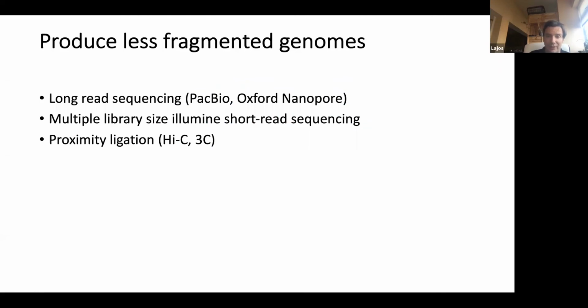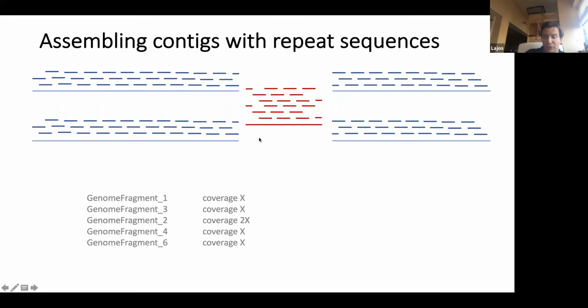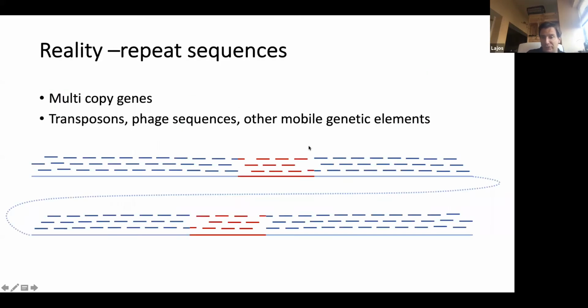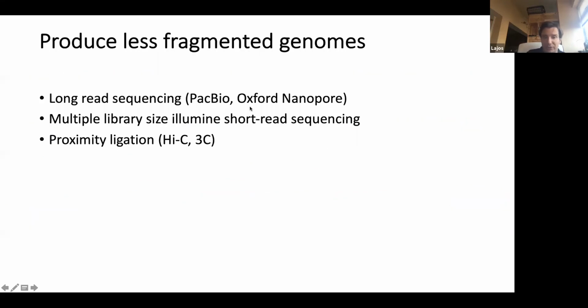Of course, there are techniques to make less fragmented genomes. As I told you before, if you have a nice long read sequencing, you can just simply bridge these fragments easily. The long read sequencing nowadays is usually PacBio or Oxford Nanopore sequencing. You can cheat a little bit with Illumina short read sequencing.